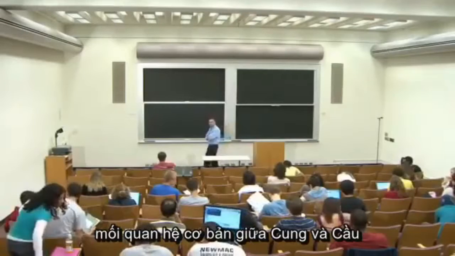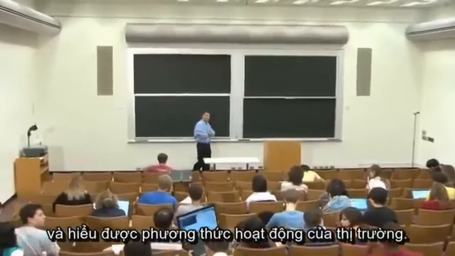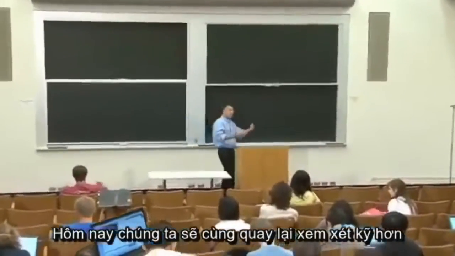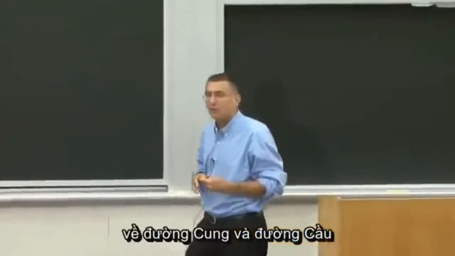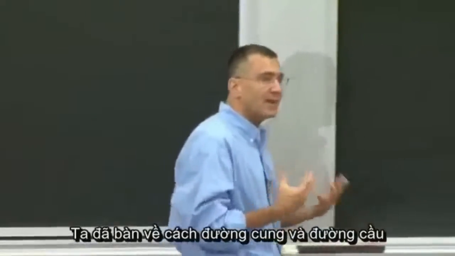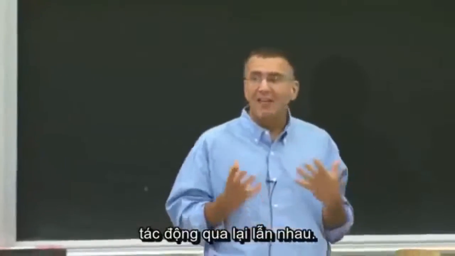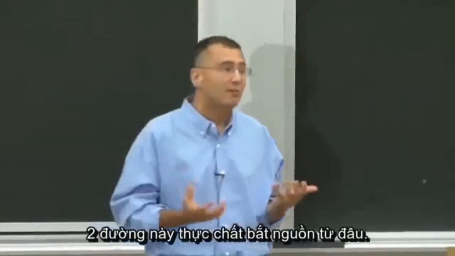We've been talking so far about basically overviews of supply and demand relationships and understanding how markets work. Now we're going to step back and get behind the supply and demand curves and understand where those curves themselves come from. So we talked about, given that we have supply and demand curves, how they interact. Now we're going to get behind that and say, where do these curves actually come from?